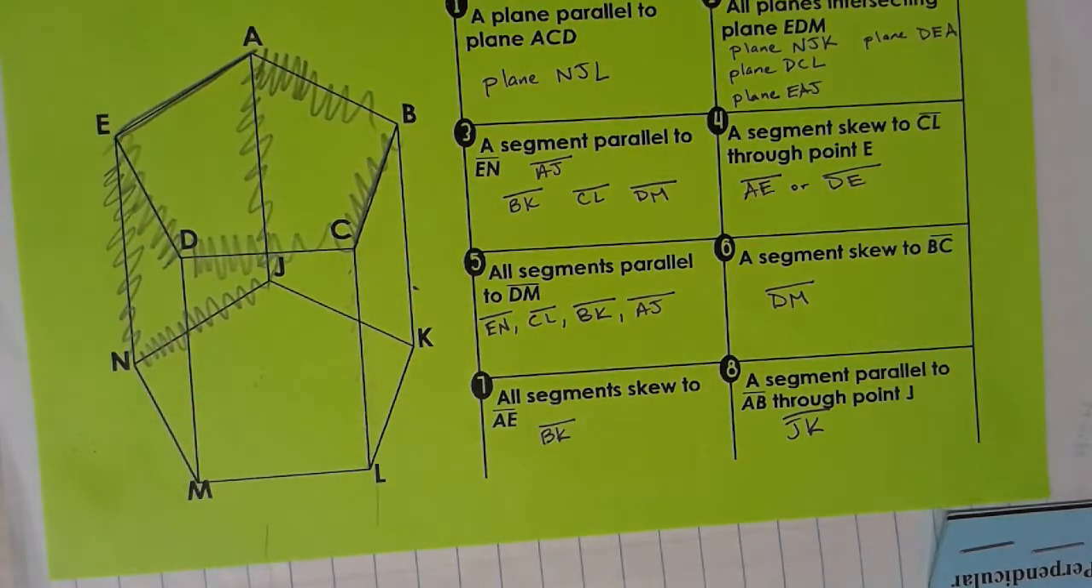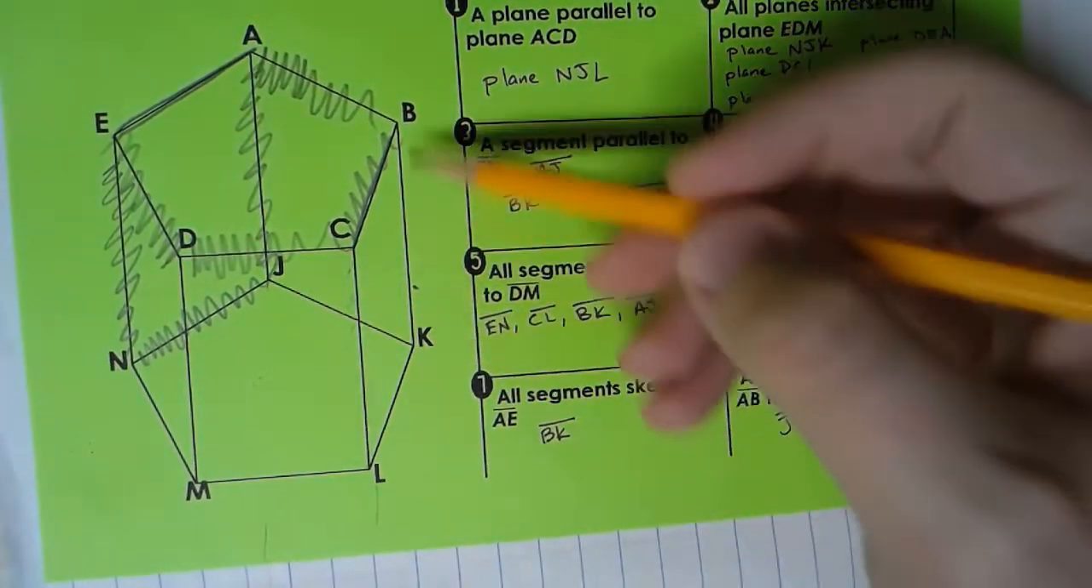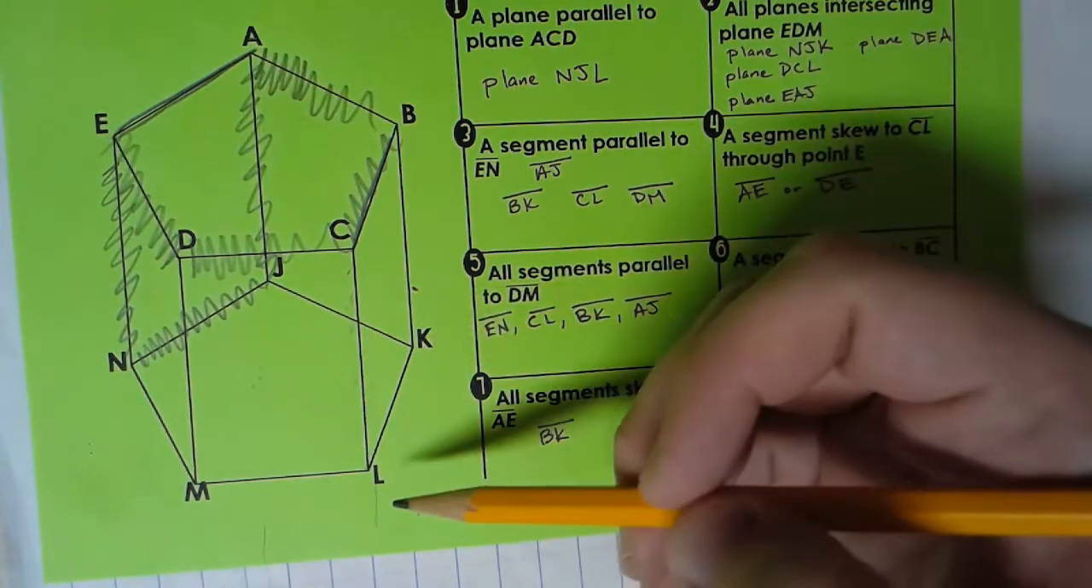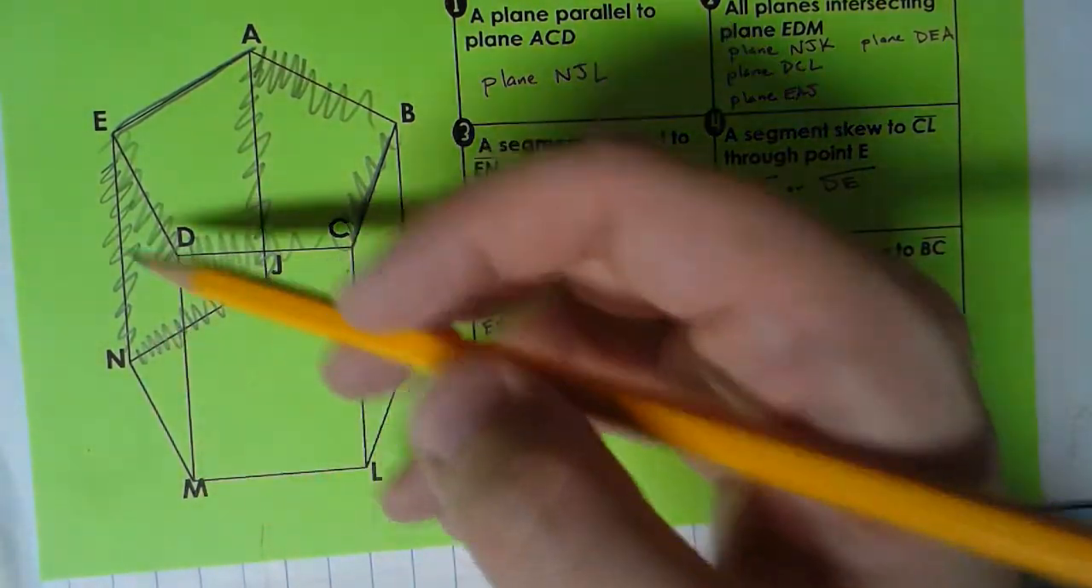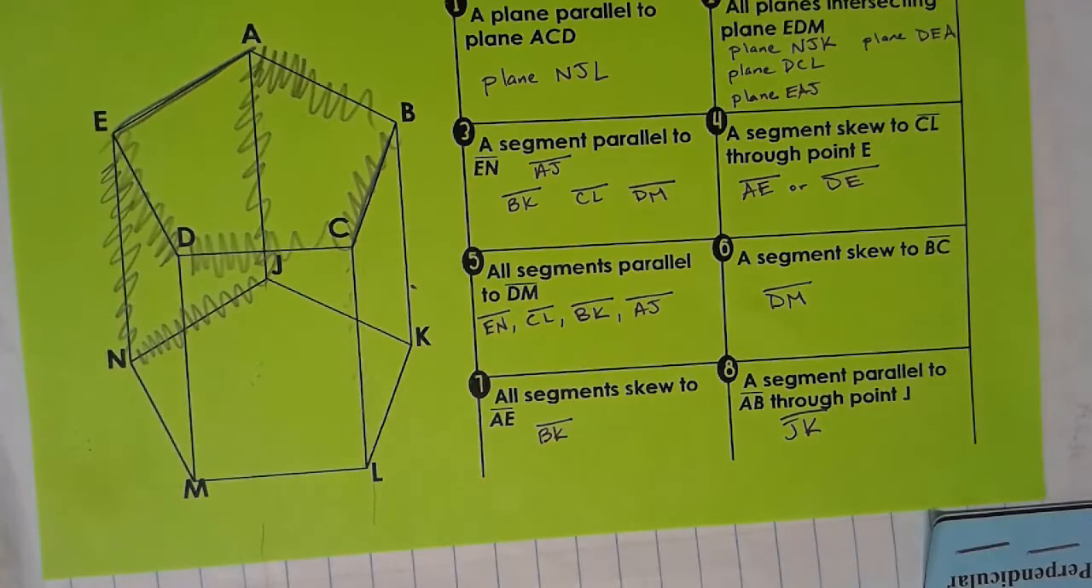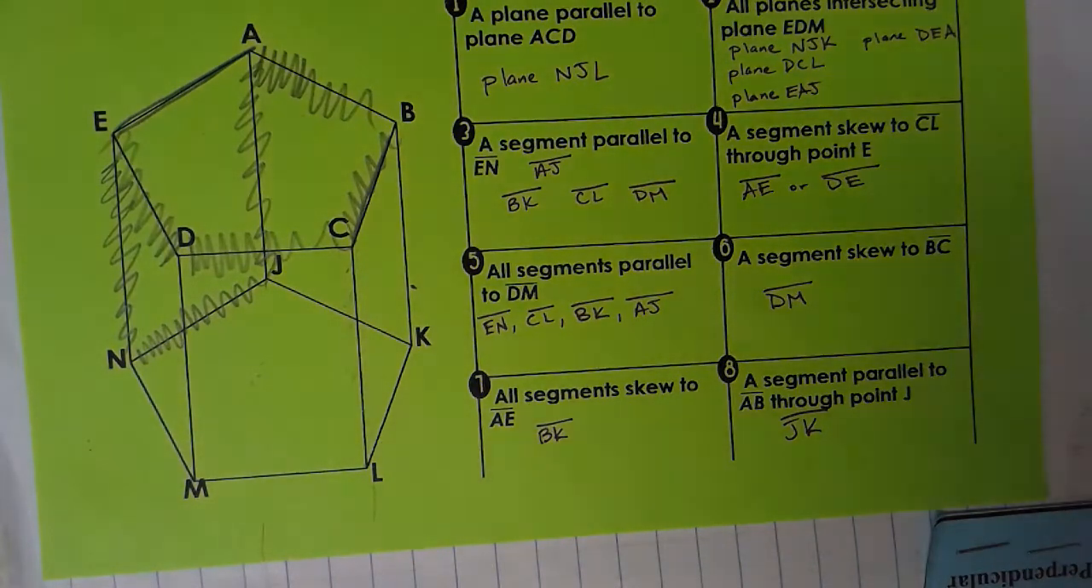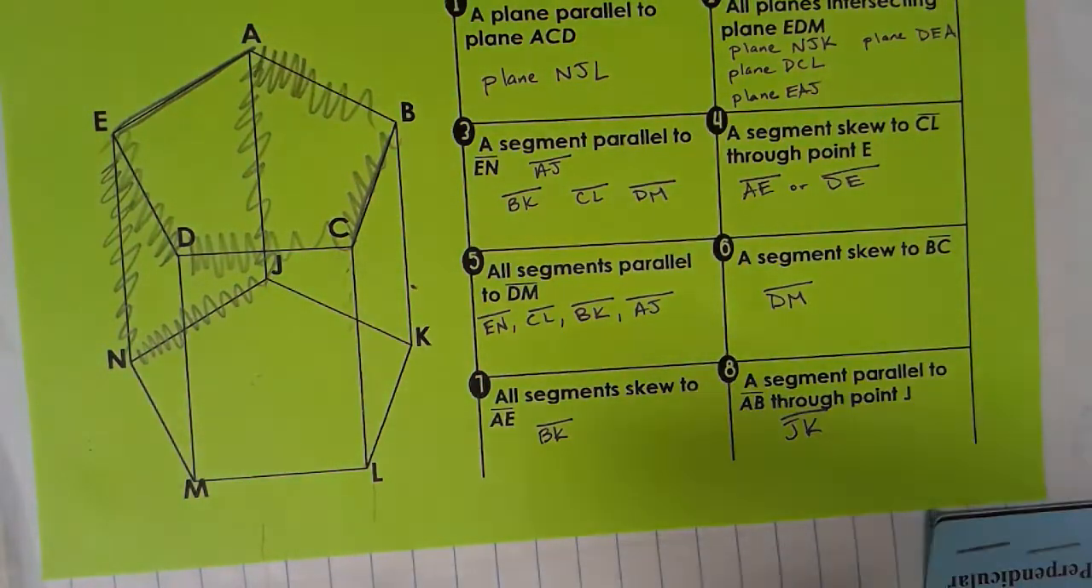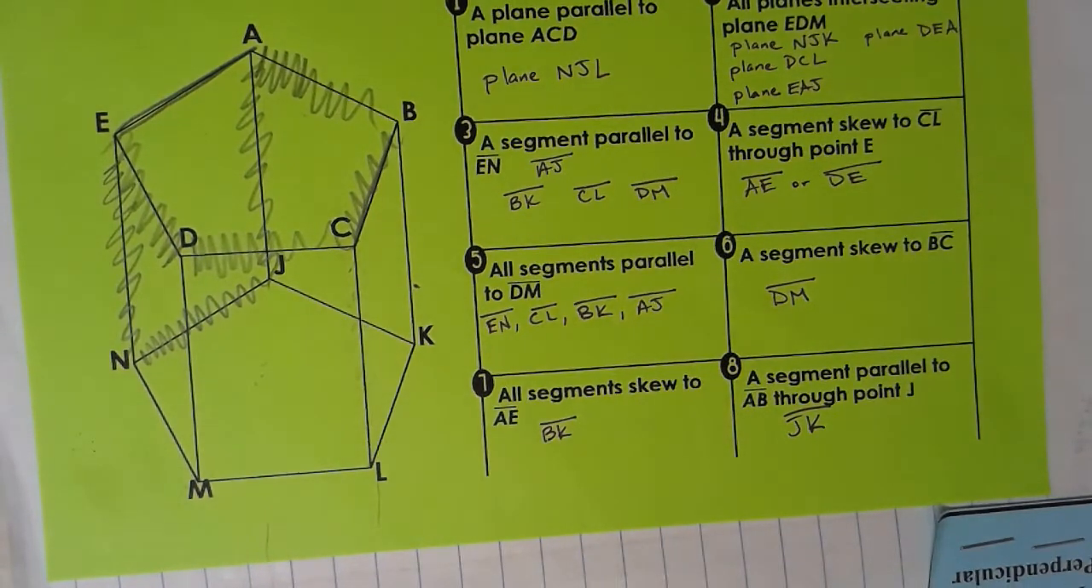It says list all the segments that are skew to AE, and granted, that is going to be a lot of different segments, because anything that I have not scribbled out would qualify. So we could have JK, BK, CL, KL, LM, DM, MN. Any of those would work. I just put BK because we would have like 8 of those. But just keep in mind, any of them that are not scribbled out would all be considered skew to AE.